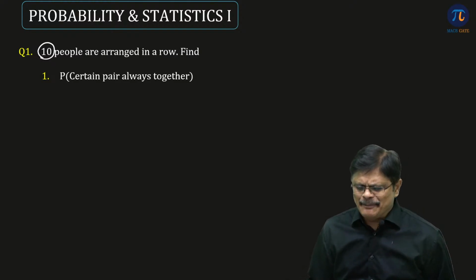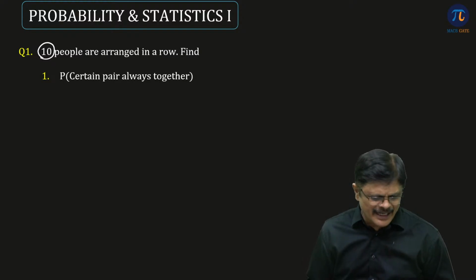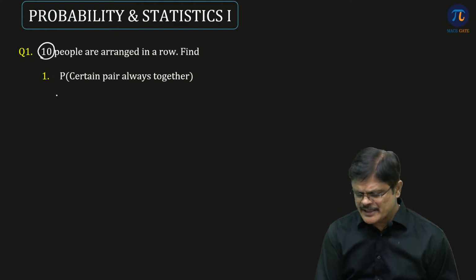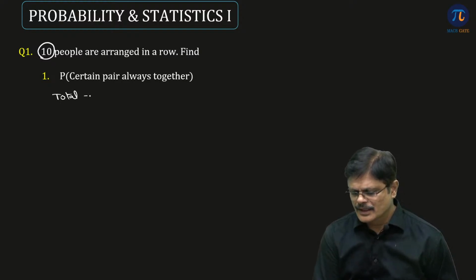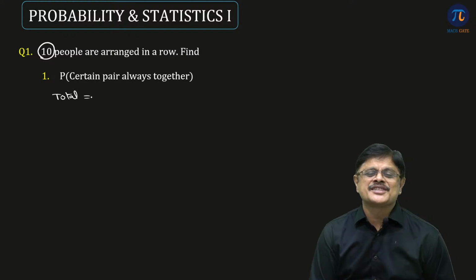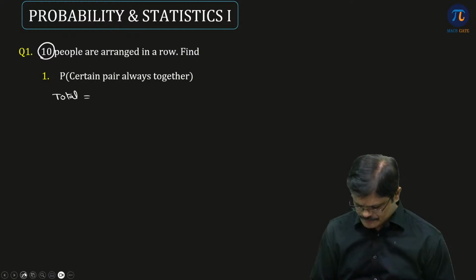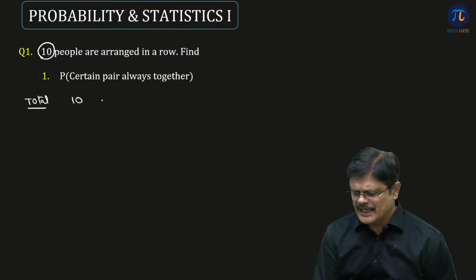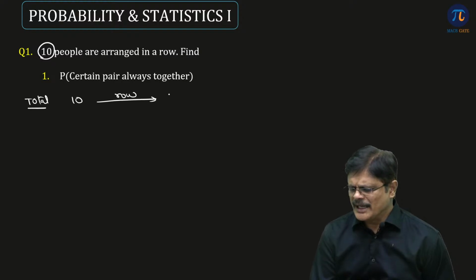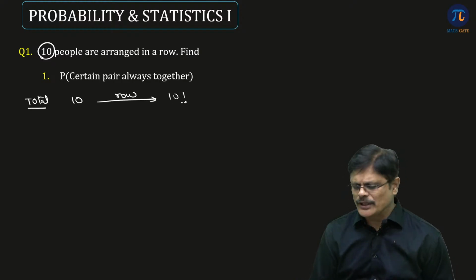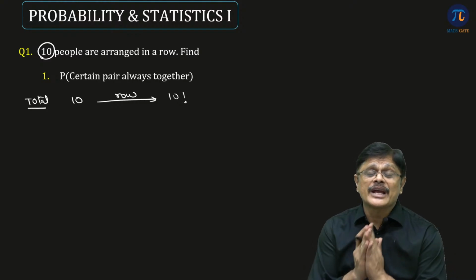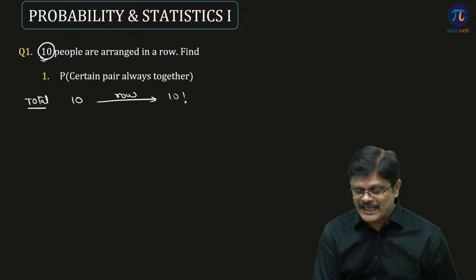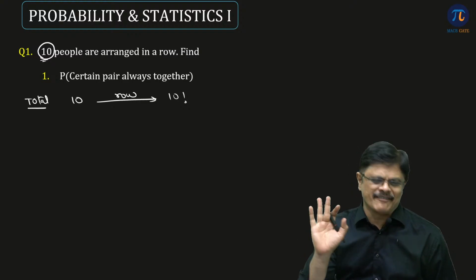Okay. 10 people arranged in a row. How many people arranged in a row, sir? 10 people. So first of all, how many ways can 10 people be arranged in a row? So let me write like this. Total. What is total? 10 people in a row. So 10 people can be arranged in a row in 10 factorial ways. So that is the total number of arrangements without any condition.